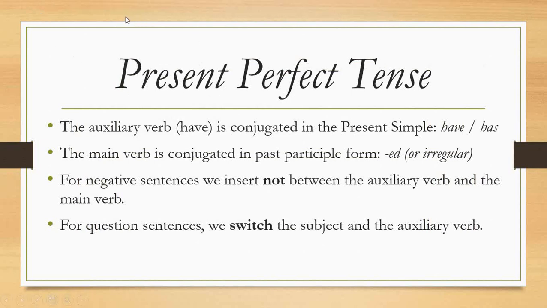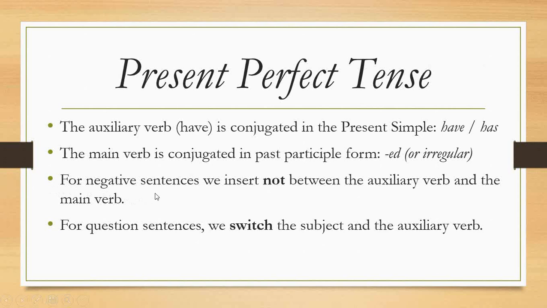Okay, here we have the main characteristics of the present perfect tense. The first one is that the auxiliary verb, the verb to have, is conjugated in the present simple. We can find it like have or has according to the subject. The main verb is conjugated in past participle form. If it is regular, it's just adding the ed ending to the verb, or if it is irregular, we just have to use the past participle form of that verb.